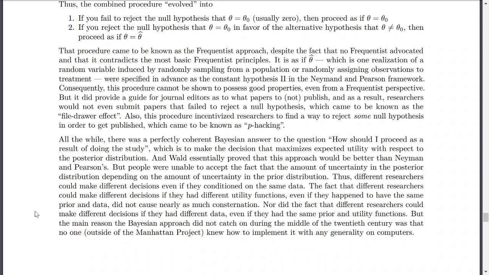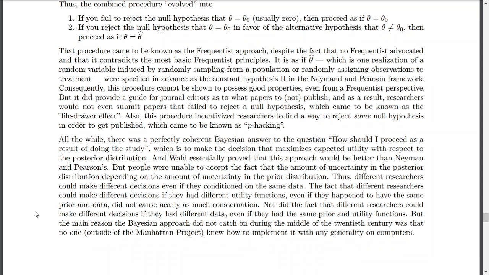And even two researchers that have the same prior and the same loss function might come to different conclusions if they have different data, which is oftentimes the reality of the situation. And so inevitably there's going to be some amount of subjectivism in the decisions that get made. And the Bayesian approach basically tells us how to manage this.